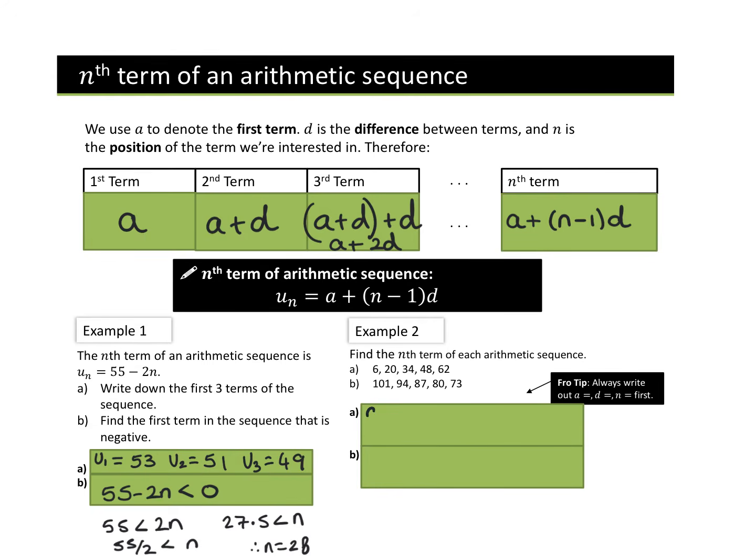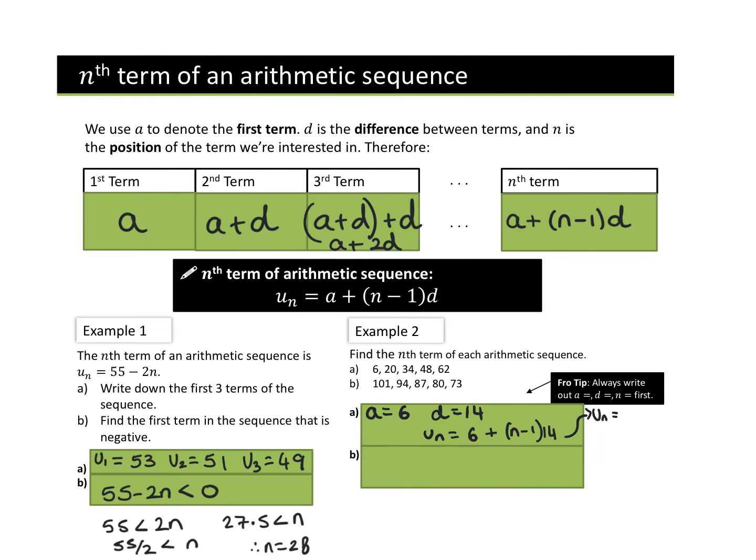a is our first term. What does a equal? 6. d is our difference. What does d equal? 14. The formula is u_n equals a, 6, plus n minus 1 lots of 14. We can now expand this.